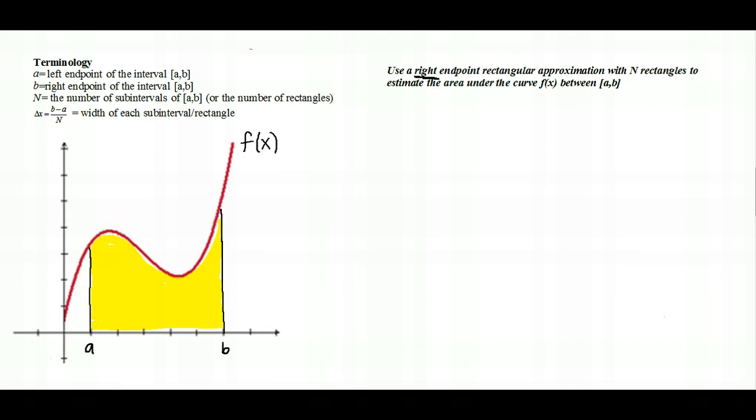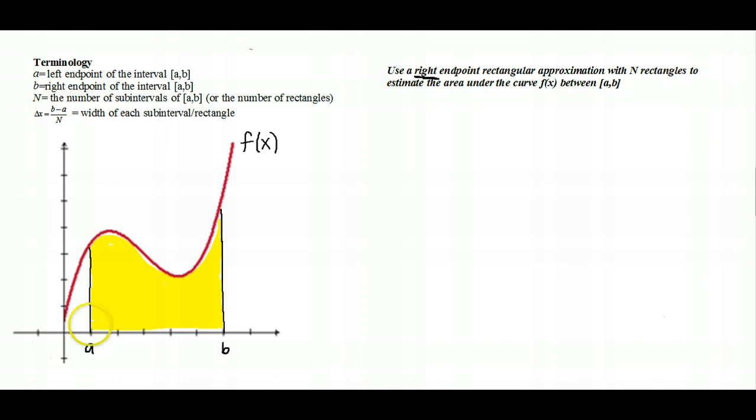So first things first, I want to use n rectangles, so that's a generic n, but each of them has to have the same width. To make things easier, we want each of the rectangles to have width delta x.